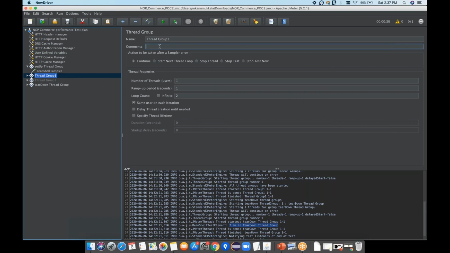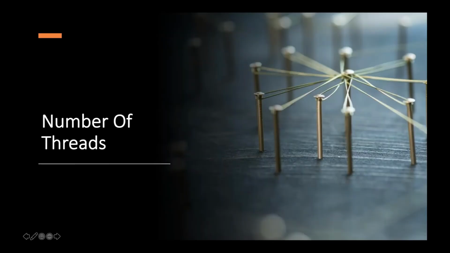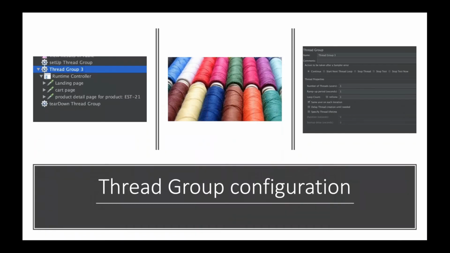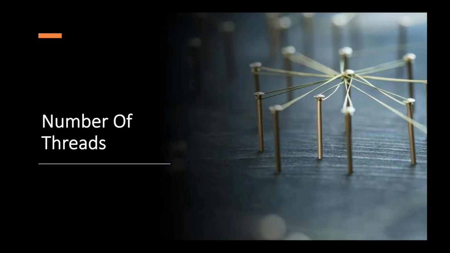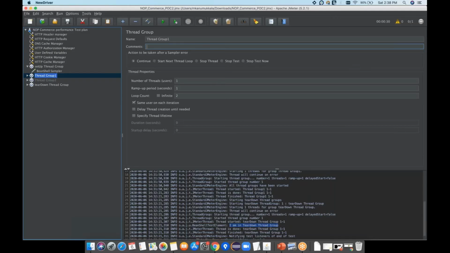Next one is number of threads. As the previous diagram says, in this scenario we are trying to hit the server with 100 users. That means 100 threads we have to create. In the same way, in the thread group we have to configure how many users or threads JMeter has to create and send the request. That will define the number of threads configuration in JMeter.